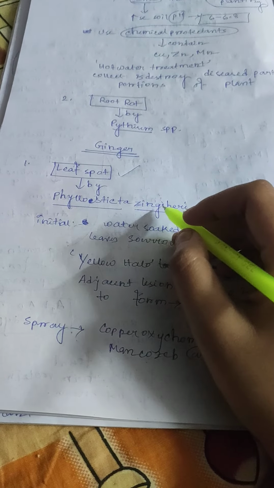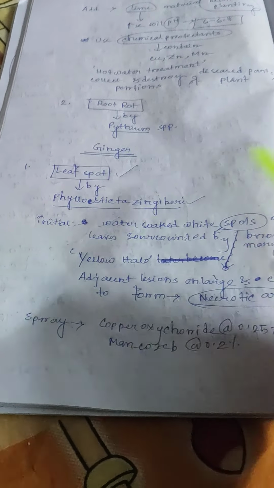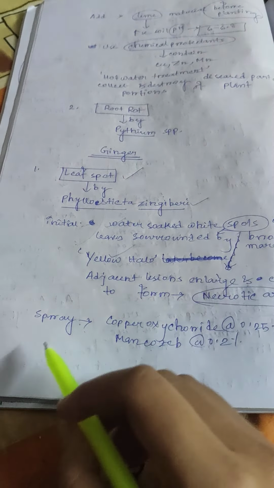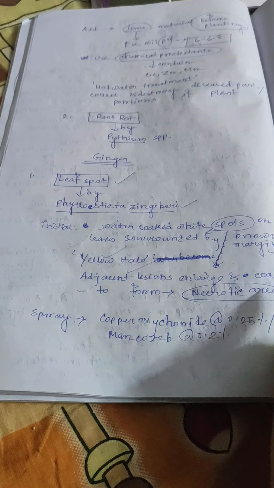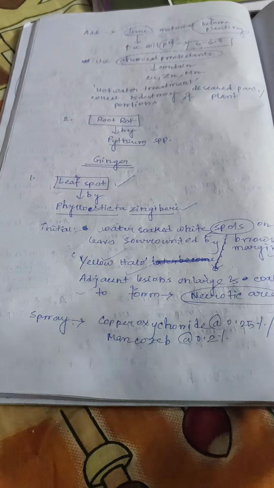Diseases of ginger. First is leaf spot, which is caused by Phyllosticta gingiberi. Initial symptoms: water-soaked white spots on the leaves surrounded by brown margins, with a yellow halo. Adjacent lesions enlarge and coalesce to form necrotic areas.